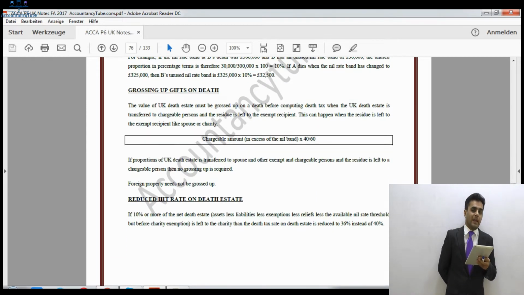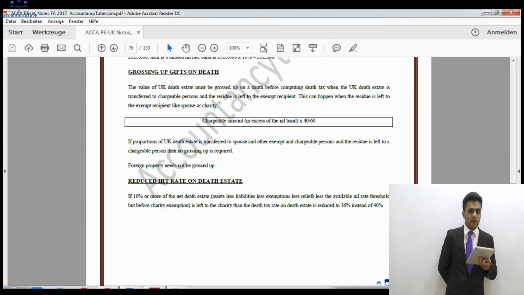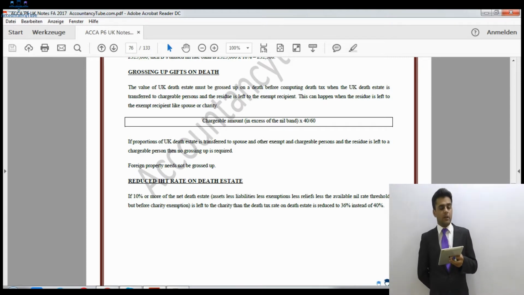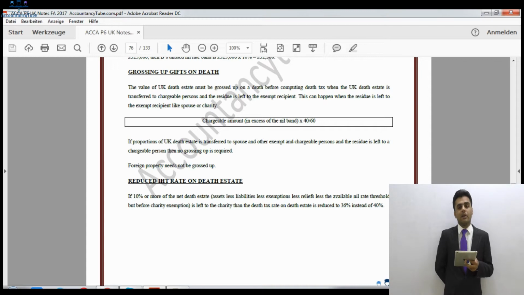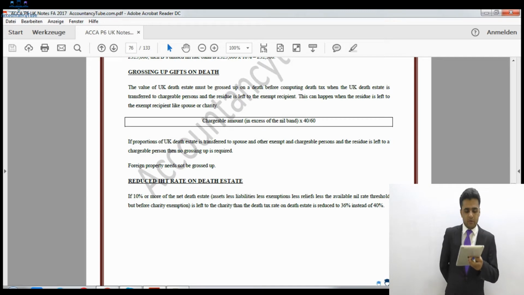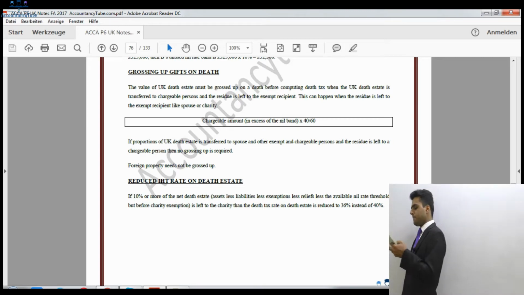So say for example Mr. A died today and he had unused nil rate band, so the unused nil rate band will be transferred to the wife. Now when the wife dies, she will have her own nil rate band as well as her husband's unused nil rate band. When the husband died, the nil rate band was, say for example, a different amount. So we will take the percentage of unused nil rate band, and that percentage will be applied to the new nil rate band of the wife. Right, so it will be added like that.